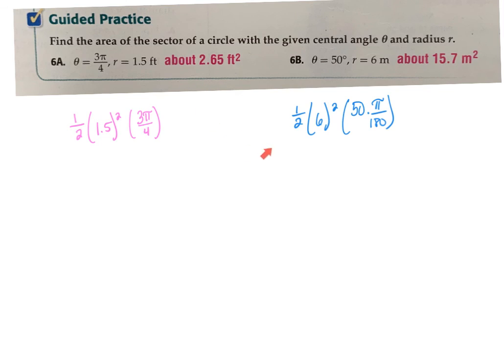The next one is in degrees. So we have to say 1/2 r squared, 6 squared, times 50, but we have to convert it. So multiply that times pi over 180. And again, you get rounded to 15.7 square meters when you do that one.